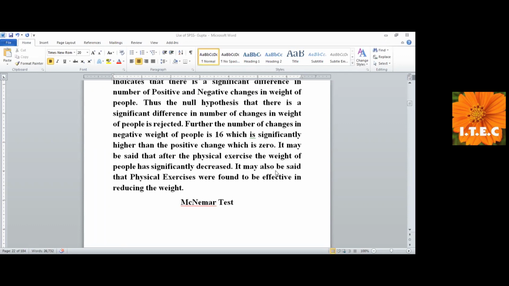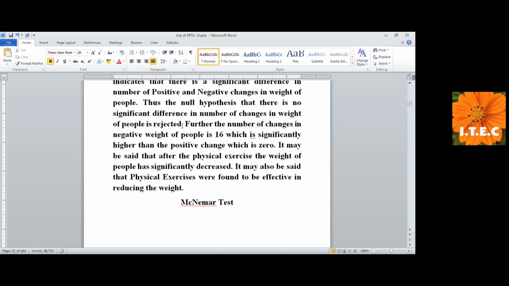Yes, here the null hypothesis is rejected. I have written that the null hypothesis, that there is no significant difference in the number of changes in the weight of the people, is rejected. So the null hypothesis is rejected because there is a change, and there is a significant change.